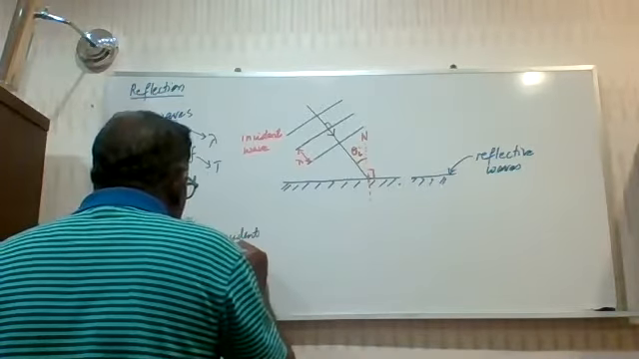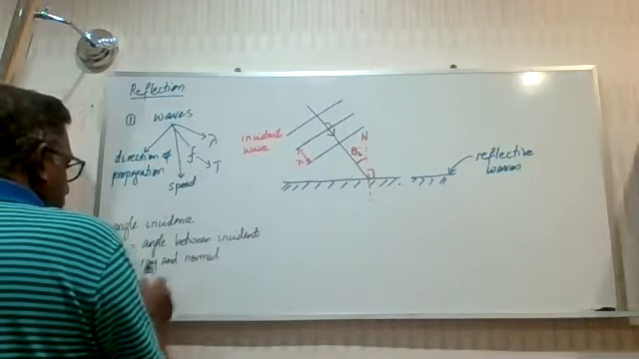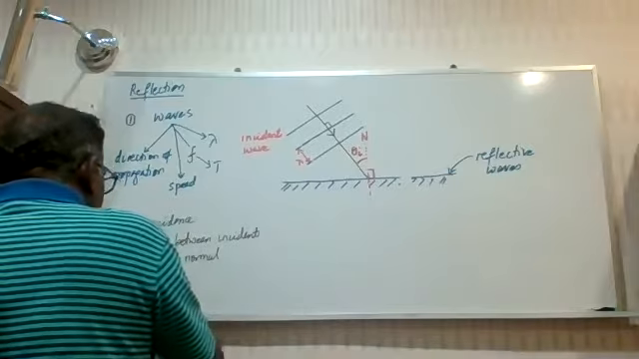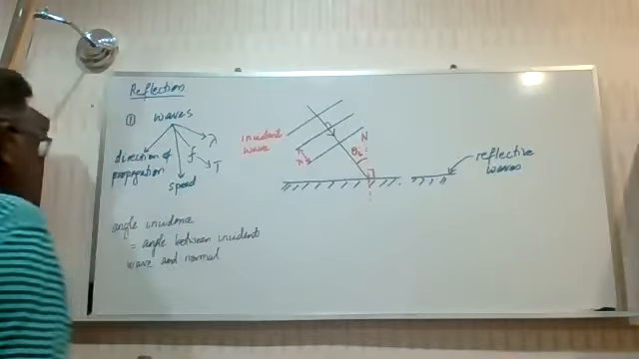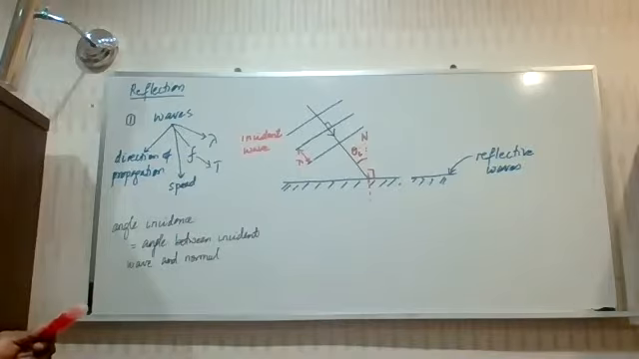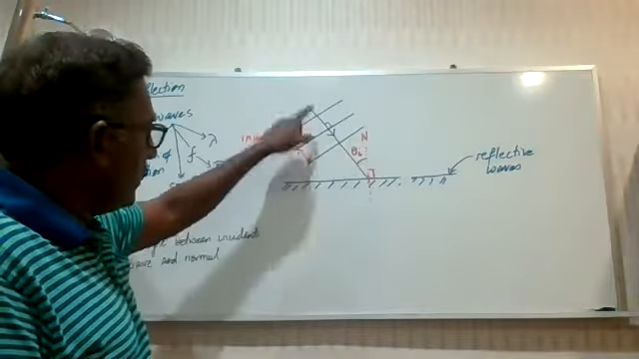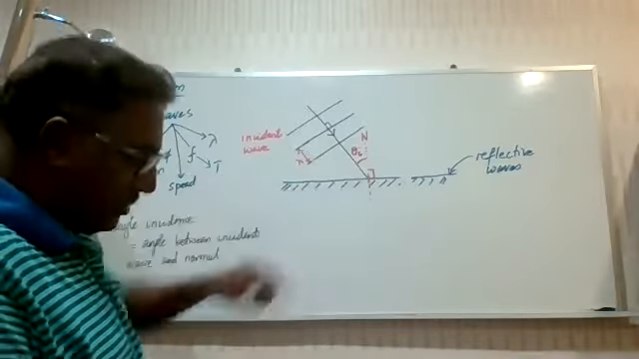That means if you want to find the angle of incidence, identify the incident ray and the normal. In this case, it's a wave, not a light ray, so I put incident wave. So the angle between the incident wave and the normal. That's your incident wave, that's your normal. And you need to have a reference, so I'm using the direction of propagation as my reference.